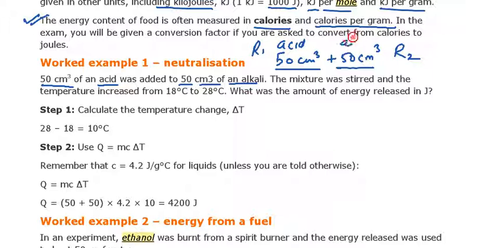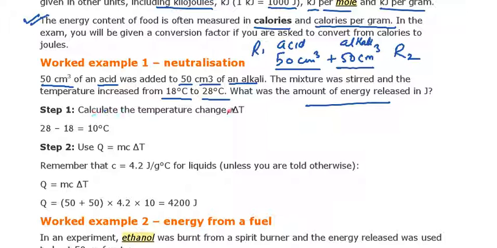Before you mix them together, you measure the temperature. Then once they are allowed to react with each other and you stir this mixture, you see your temperature rise from 18 to 20 degrees. Now you need to calculate the amount of energy.